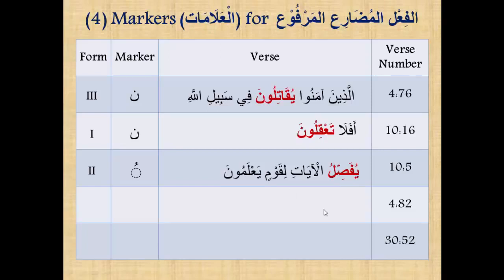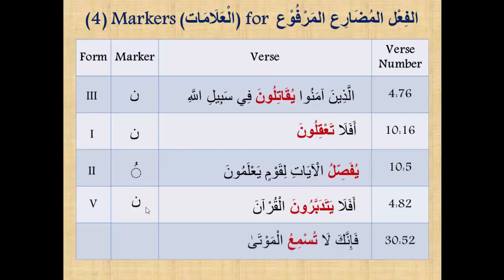Next example, أَفَلَا يَتَدَبَّرُونَ الْقُرْآنَ, yatadabbaruna. We see the noon at the end. This is conjugated for hum. Yatadabbaruna. The alama is the presence of the noon. And this is an example of a form 5 verb. Last example. فَإِنَّكَ لَا تُسْمِعُ الْمَوْتَى. تُسْمِعُ. We see the dhamma at the end. And that is the marker for the marfu'. And this is an example of a form 4 verb. تُسْمِعُ, tuf'ilu.